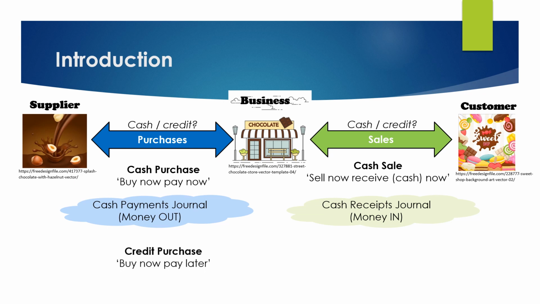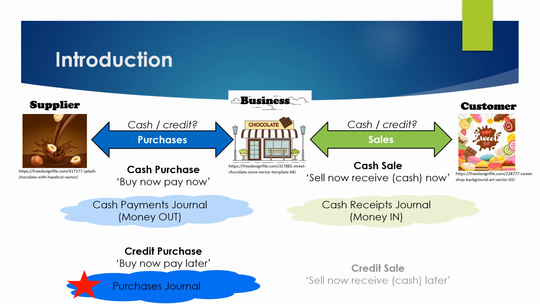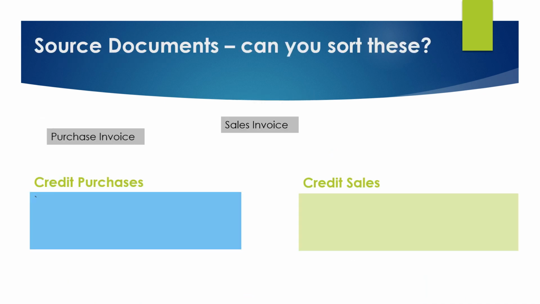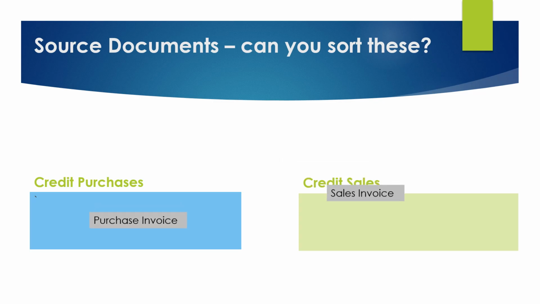As mentioned earlier, another way for making a purchase other than cash is on credit. This means that the business buys now but pays later. In this video, we'll be looking at how we record credit purchases in the purchases journal. On the other hand, if it's a credit sale, it means that the business sells now but receives cash later. Credit sales will be recorded in the sales journal. A purchase invoice is used to verify credit purchases, whereas a sales invoice is used to verify credit sales.